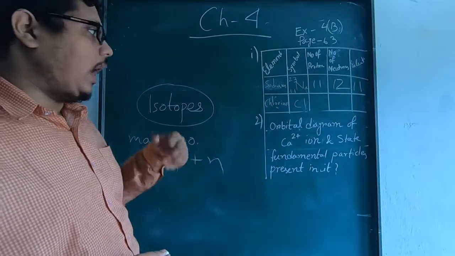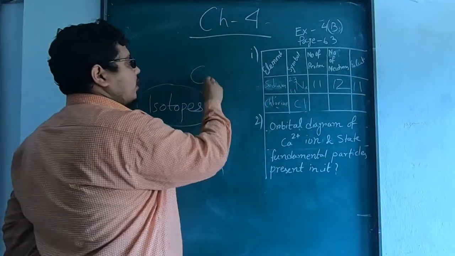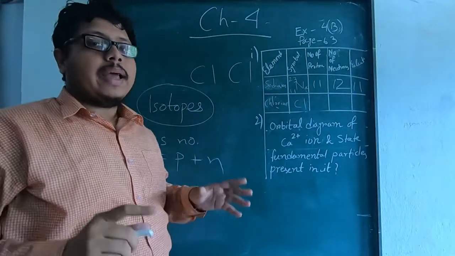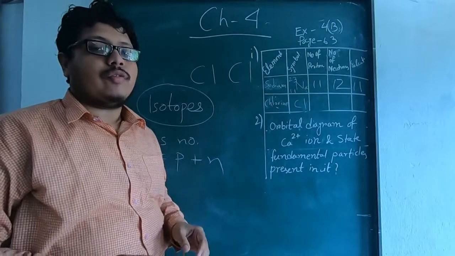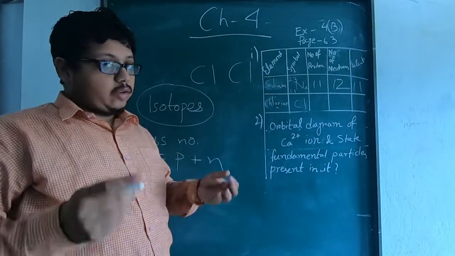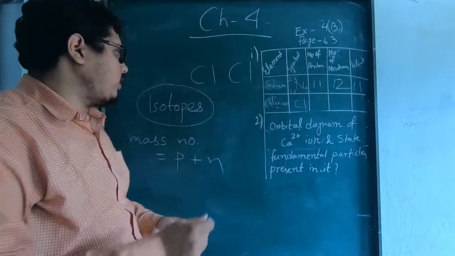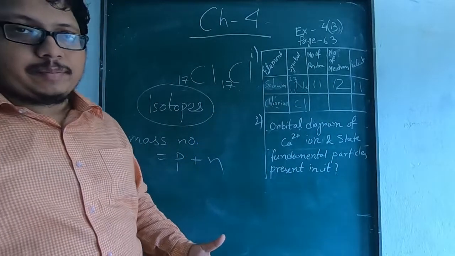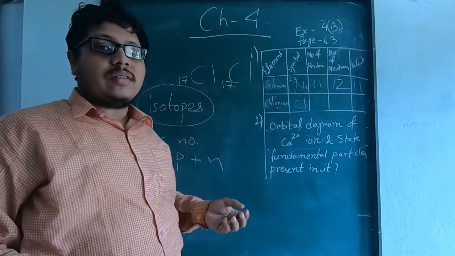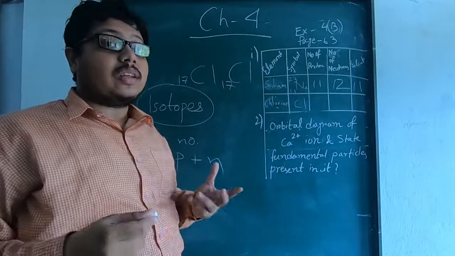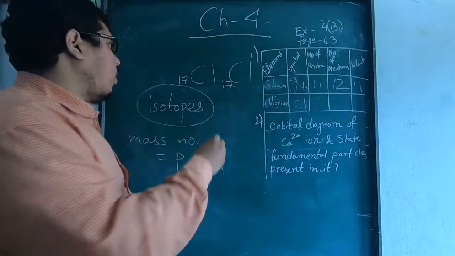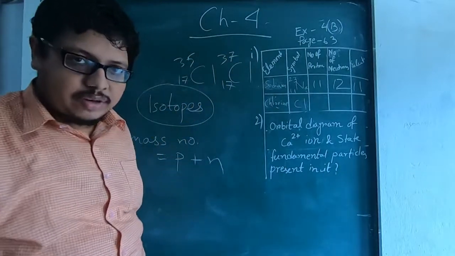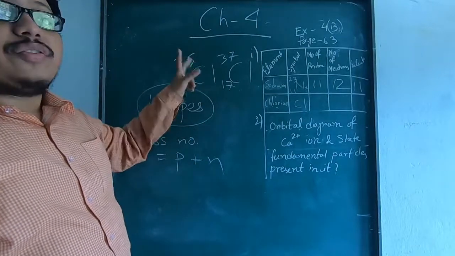How can they be different? Well, they found two different types of chlorine atoms. Both of them have exactly the same number of protons, and so they have exactly the same number of electrons also, that is 17. Atomic number remains the same. However, what they found is that the mass number is not the same. They found one is 35, the other is 37. This was the difference that they found.